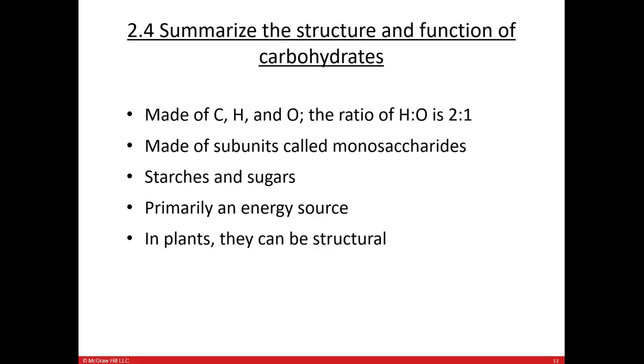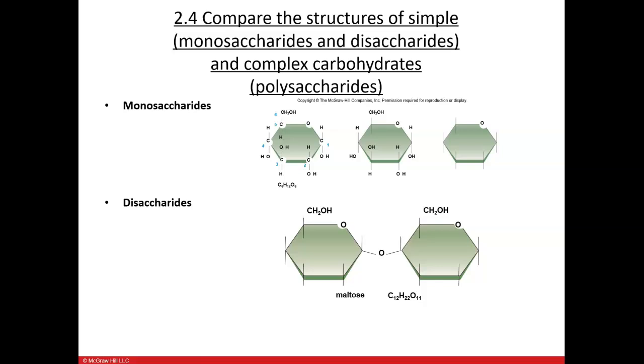In plants, they can be structural. Most carbohydrates that we're going to be talking about are energy sources. Our cells are going to use them to generate energy. But in plants, and I like to point it out because there are some important dietary carbohydrates, some of them are structural, meaning they help make up the parts of the cells. We're mostly made of protein, and we've got some lipid in us, but plants have a lot of carbohydrates making up their parts.